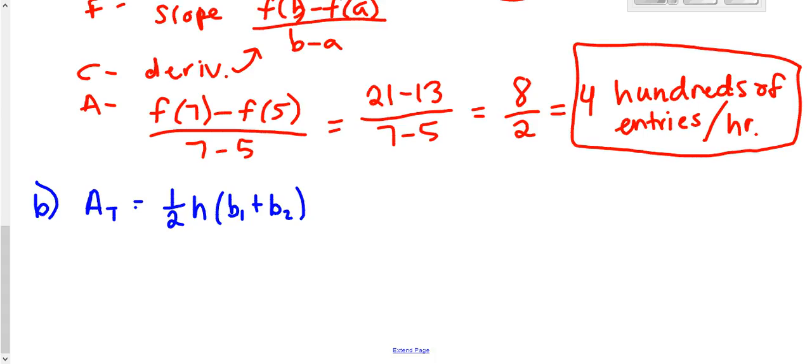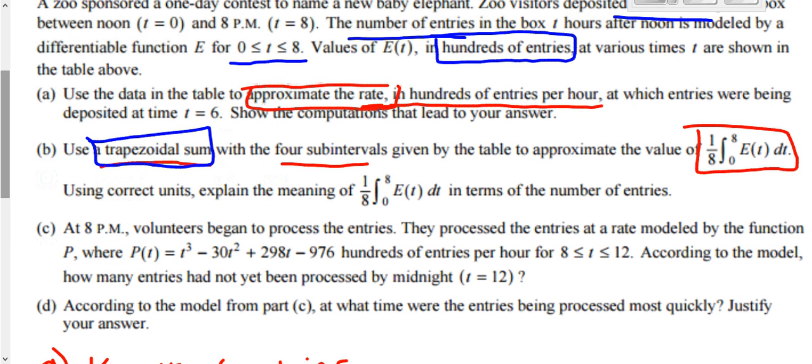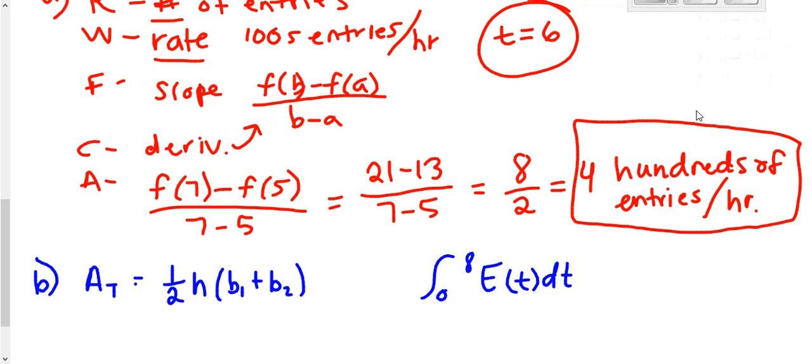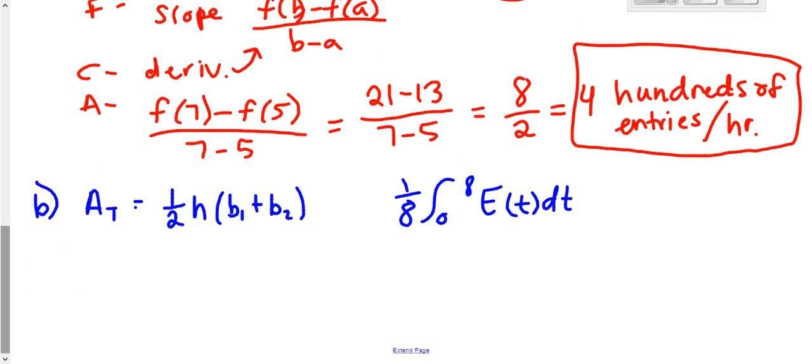And we want to find the integral from 0 to 8 of E of t dt. And it's not just that integral. So look what they have. They want us to multiply this integral by 1/8. So we do that, we can get this area by adding up the sum of the trapezoids.